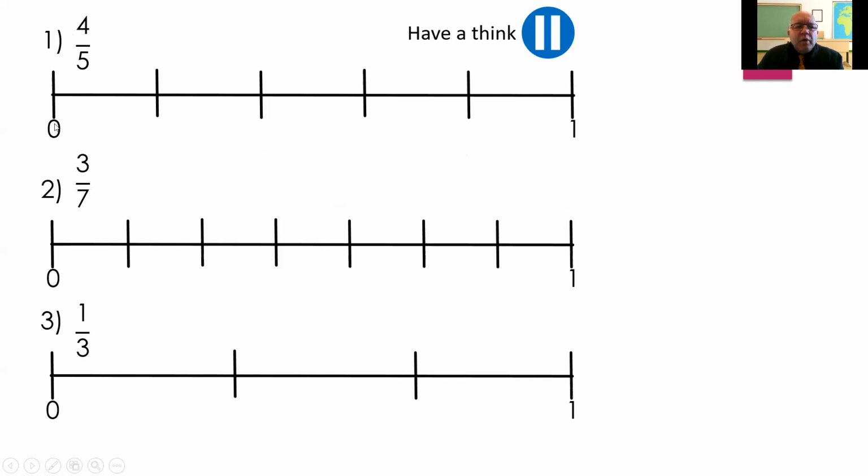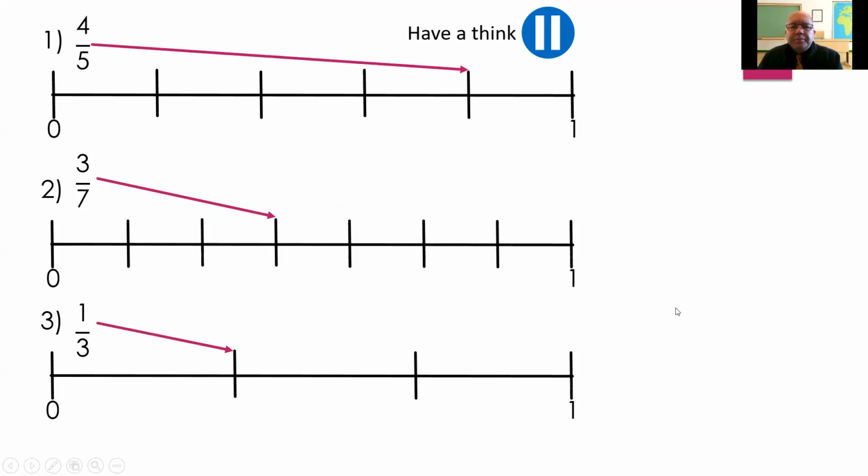Have a think about these. We've got 0 at this end, a whole one at this end. Where would 4/5, 3/7, and 1/3 land? Pause the video, have a think. Okay, well, 4/5, we've split our number line into 1, 2, 3, 4, 5 equal pieces. 4/5 will be on marker number 4. Number 2 is split into 1, 2, 3, 4, 5, 6, 7 equal pieces. So that will be on marker number 3. And number 3, 1, 2, 3 equal pieces. So 1/3 will be our first marker. Well done if you've got those.